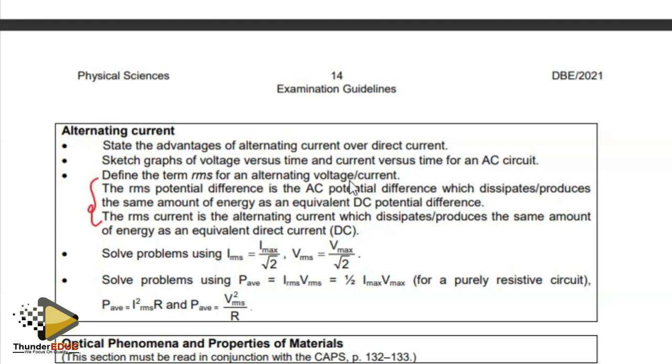RMS potential difference is the AC potential difference which displays the same amount of energy as the DC. So RMS current is the alternating current which displays the same amount of energy. We just need to remember that. The formulas for IRMS and Imax will all be given on the formula page. Just know how it works.